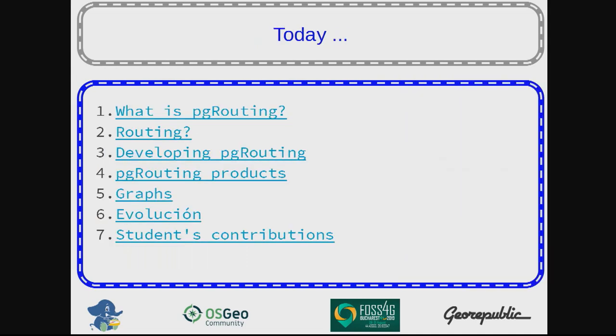Everybody kind of knows me. So what are we going to do today? We're going to see what is pgRouting, what is routing. We're going to see how we develop pgRouting, and we're going to analyze just a little bit of pgRouting products, because it's not only one software that we develop. We're going to talk very little about graphs, and I forgot to translate that sentence from Spanish. We're going to see the evolution, and we're going to see the students' contributions.